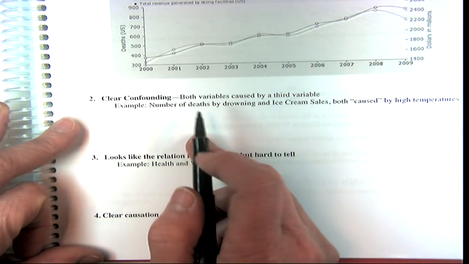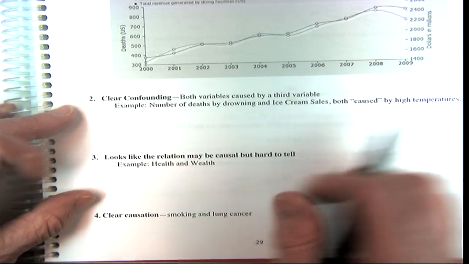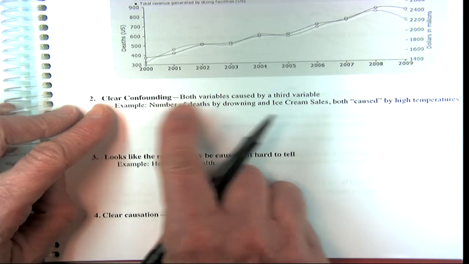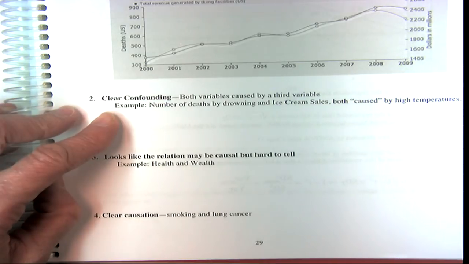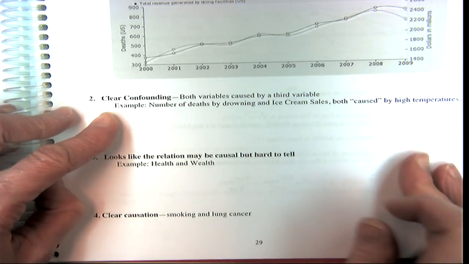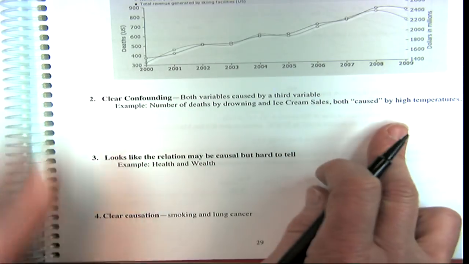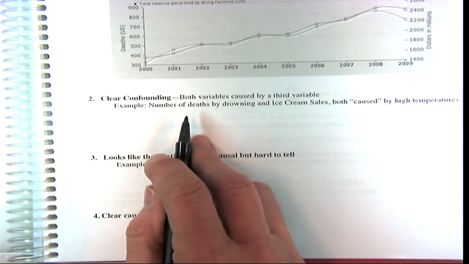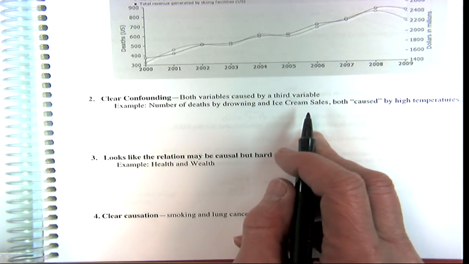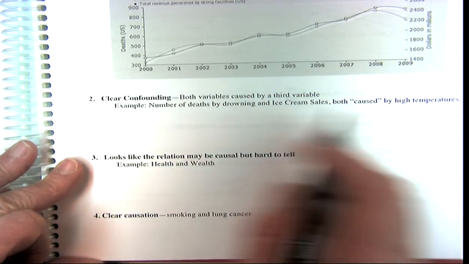But now, I divided up this middle ground into two cases. The clear confounding, where it's obvious that both variables are caused by a third variable, like the lighter example. With lighters, we saw an association between lighters and cancer, and we realized pretty obviously that smoking is the confounder. So here's the classic example, if you've ever had an intro stats course: the number of deaths by drowning and ice cream sales are correlated. But the clear confounder is high temperatures.